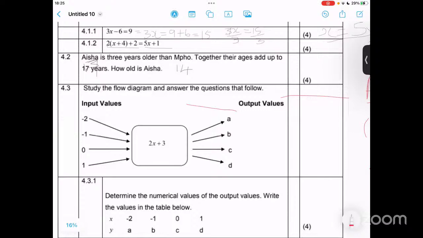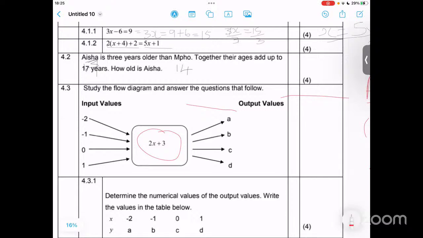Okay, let's look at 4.3. 4.3 says study the flow diagram and answer the following questions. You have the input values, and then you have the output values, and then you are instructed to perform these expressions here. Do you remember how we did this? You guys remember how we did this? The input values and the output values. Do you guys remember how we used to do this?